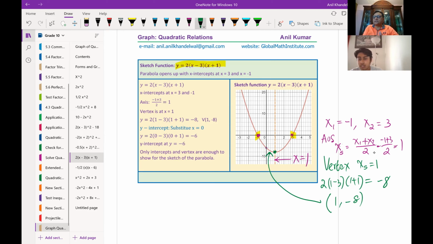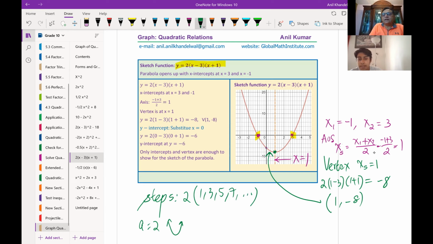Once you get the vertex, then sketch the parabola. You could also use the steps here, right? Let me show you again, because the steps concept is very important. We know the value of a is 2. That means it is going to open upwards, right? And the steps will be 2 times 1, 3, 5, 7, and so on, correct? So if you go from here, you go 1 unit and you go 1 up, right? So 1 to 2, you're going 1 up. Do you see that 1 up?